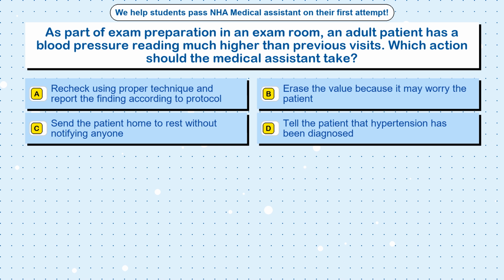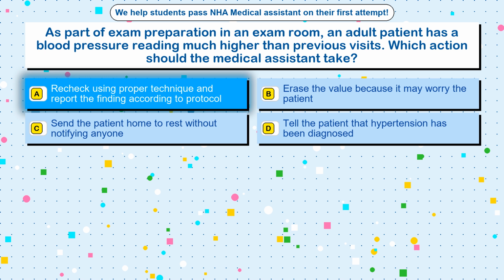Question 58. As part of exam preparation in an exam room, an adult patient has a blood pressure reading much higher than previous visits. Which action should the medical assistant take? Option A, recheck using proper technique and report the finding according to protocol. Option B, erase the value because it may worry the patient. Option C, send the patient home to rest without notifying anyone. Option D, tell the patient that hypertension has been diagnosed. The correct answer is option A, recheck using proper technique and report the finding according to protocol.